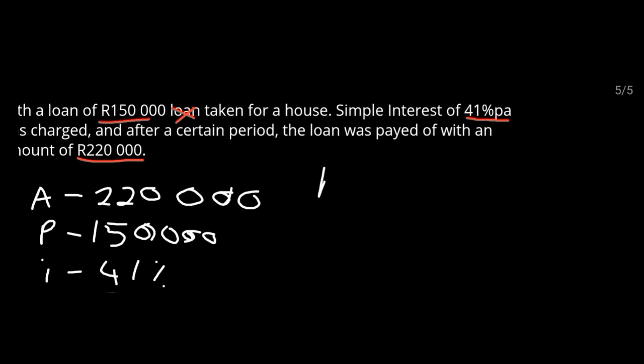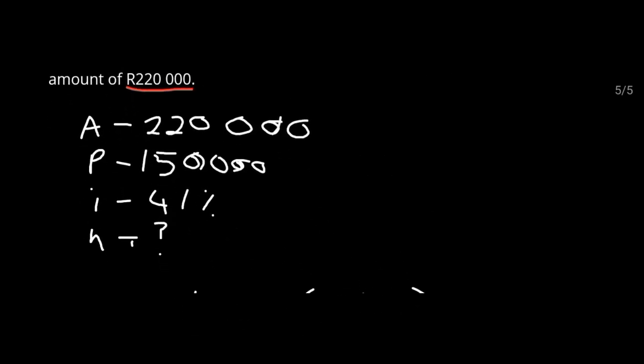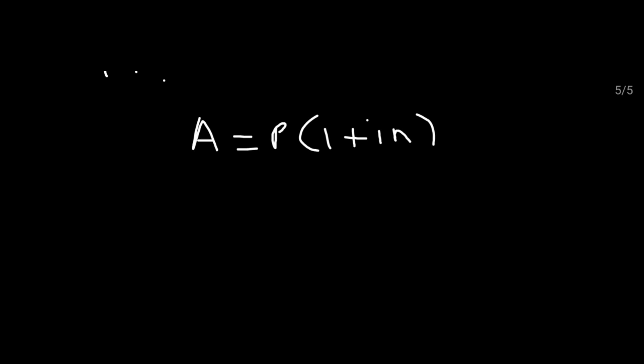So now let's go to our formula and substitute. Let me write it down. A equal to P into 1 plus IN. So now we have our accumulated amount, which is 220,000.